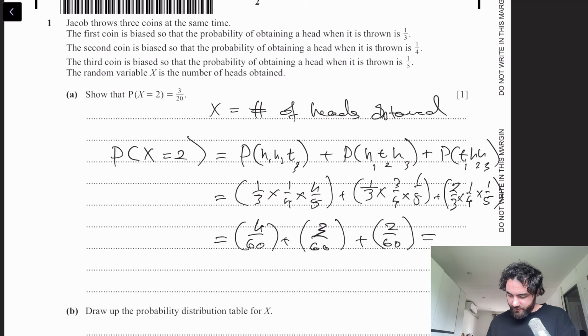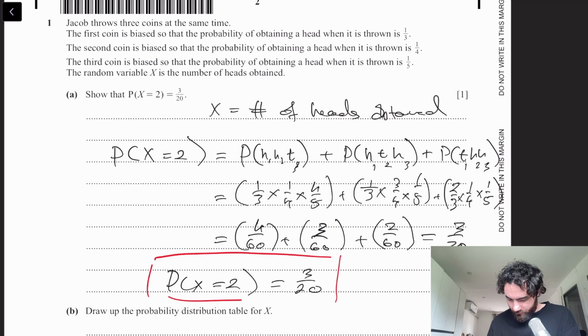So 4/60 plus 3/60 plus 2/60, which is 3/20. Okay, so the probability that X equals 2 is equal to 3/20. Cool.